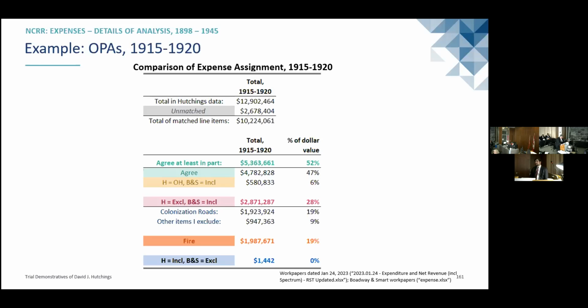Then we have fire, which again gets its own color because we agree for half of the time. We have a different treatment for the other half. And when we have a different treatment of expenses, we also have a different treatment of revenues for 1918, 19, and 20. Right. So that's 19%, or $1,987,671.